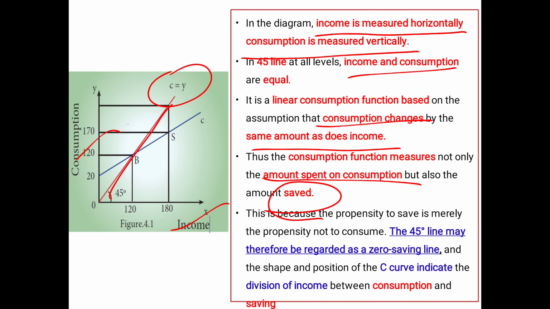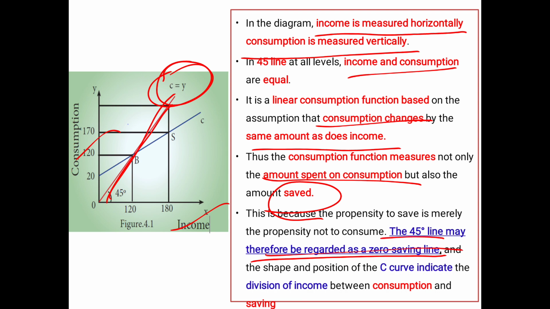So, what does the 45-degree line tell you? It may therefore be regarded as a zero saving line. This is called a zero savings line. So, if you get a question, what does the 45-degree angle denote? You just have to mention the 45 degrees line is regarded as a zero saving line because you do not have saving, because consumption is equal to income. Suppose if they ask you in the board exam, please write this point which is highlighted in purple color for you.